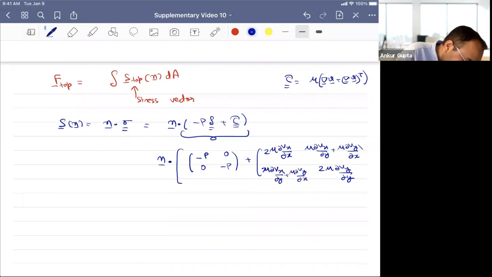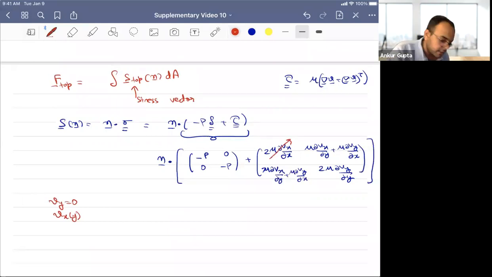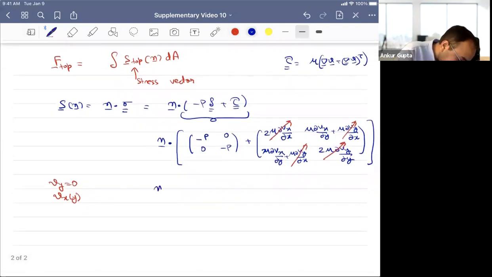Okay. So please make sure that you're able to follow this 2 by 2 matrix, because it's only x and y. And the point here is that vy is 0, and vx is only a function of y, right? So this term goes away. Why? Because vx is only a function of y. This term goes away because vy is 0. In simple terms, this is how our stress tensor becomes: minus p, mu del vx by del y, mu del vx by del y, and minus p.